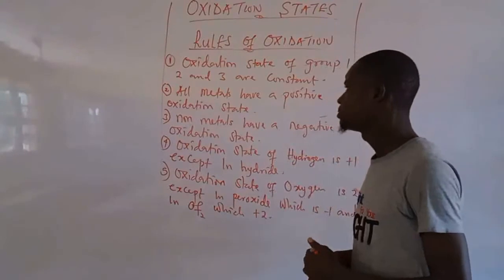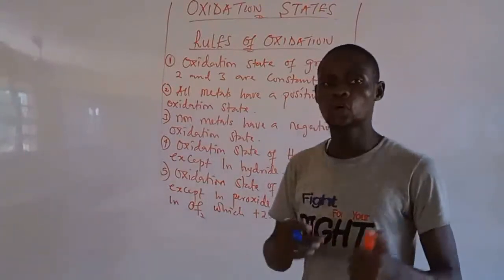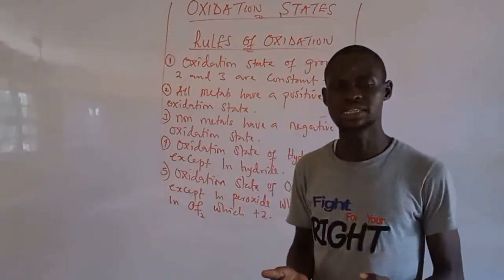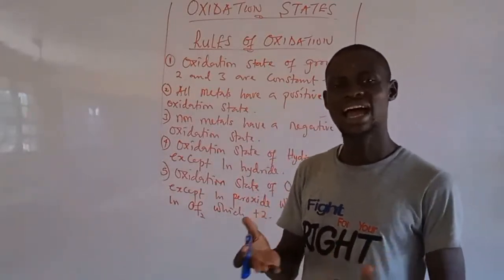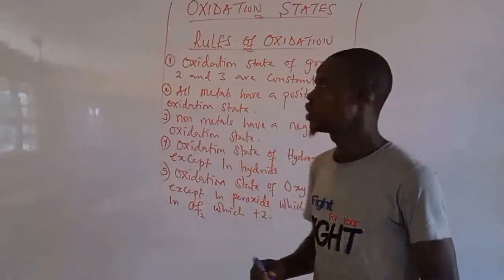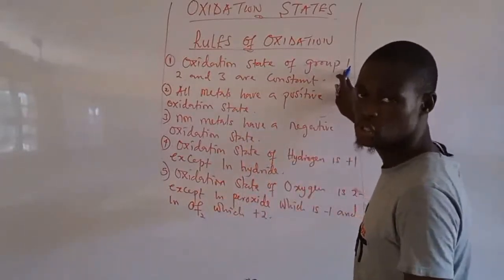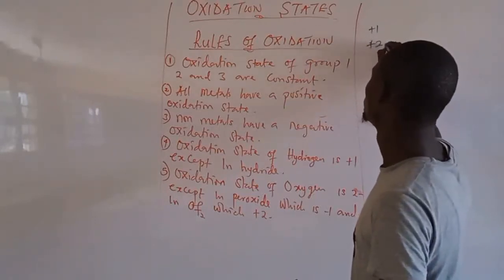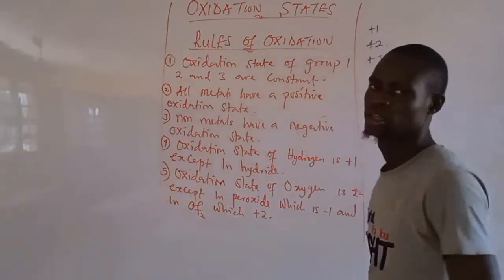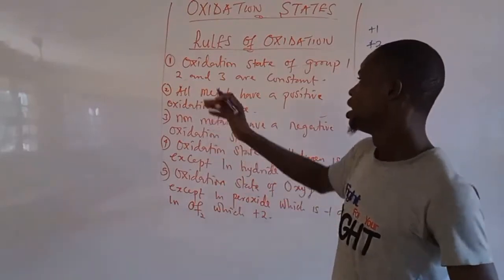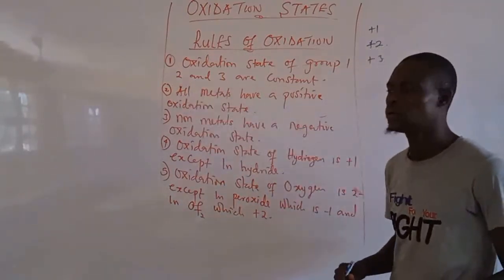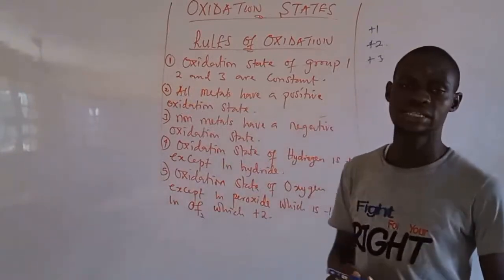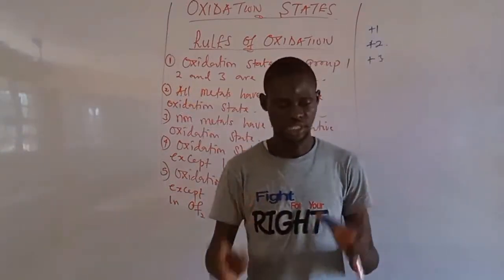Now, the oxidation states of group 1, 2, and 3 elements is always their group number. For group 1 elements, for example sodium, the oxidation state is +1, group 2 is +2, group 3 is +3. Now, number 2, you said that all metals have a positive oxidation state. All metals, they have a positive oxidation state.